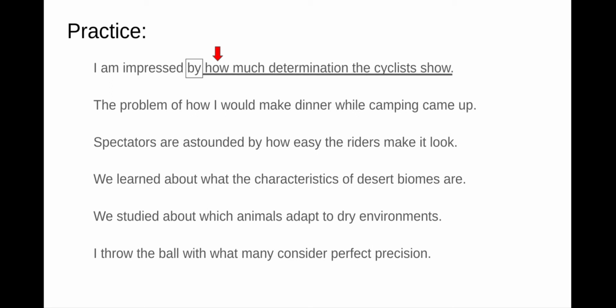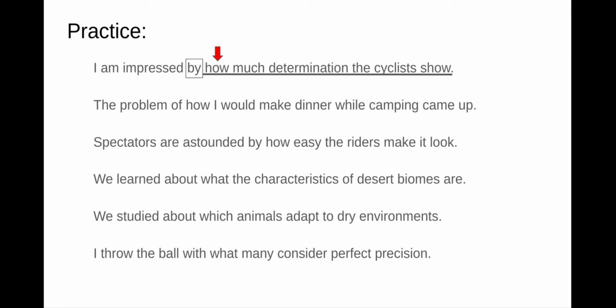Now, this second sentence, this is the one that I was talking to you about. That is an example of when it is not going all the way to the end of the sentence. And I want you to see if you can figure out why. All right, so let's start at the beginning like we normally do. Let's find that preposition. The problem of how I would make dinner while camping came up. So what's the first preposition you come to?